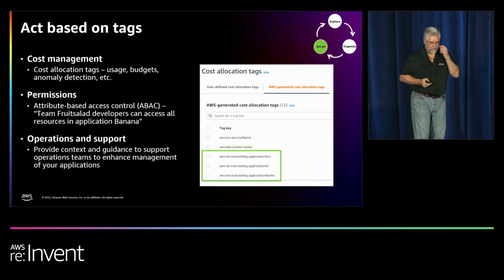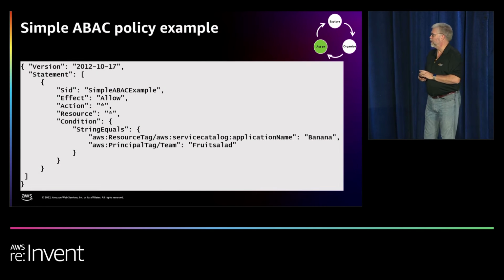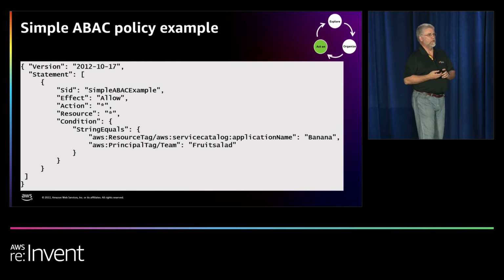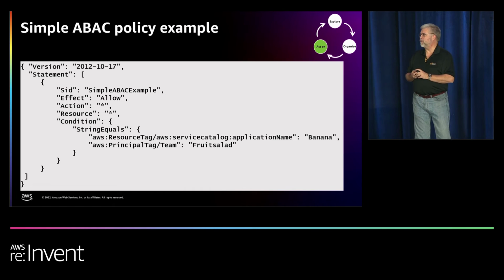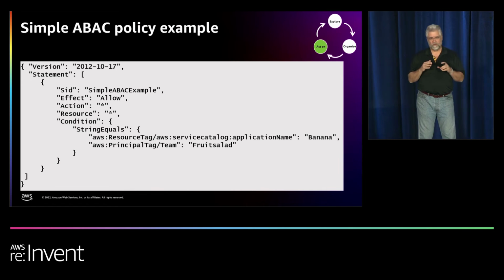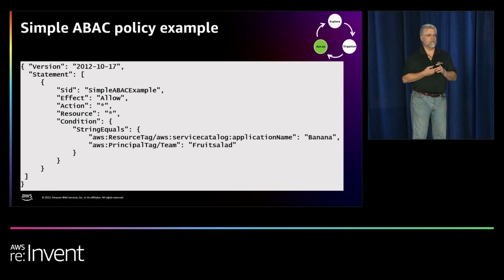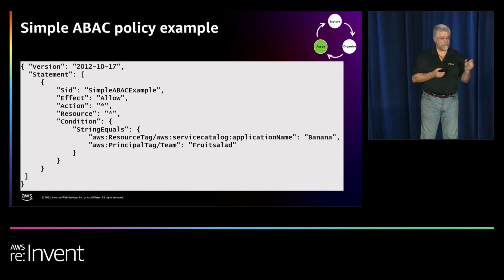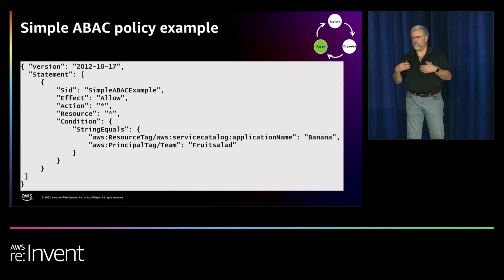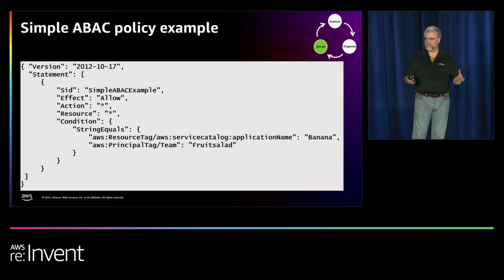Those are key things. If we look at the policy that I wanted to walk through, there are other sessions that go much deeper into how you deal with permissions in the IAM space. But I really want to bring this up because it shows the power of using tags. What this policy is basically saying is, allow any action on any resource from any service as long as it has a resource tag, the service catalog application name, equal to banana, and the tag on the principal is team equals fruit salad. Right? So now whenever a new resource gets added, I don't have to change the policy. It just automatically gets access.